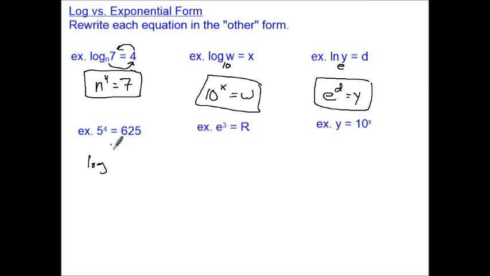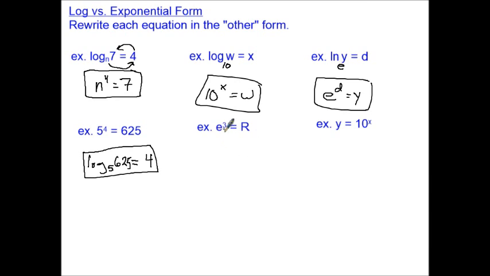So the 5 right here is the base, so I'm going to put that there. Then remember, log is an exponent, so the thing on the other side of the equal sign should be the exponent, in this case the 4. By process of elimination, the 625 goes right there. Just to check it going the other way, 5 to the 4th equals 625. It works. There you go. So we can do this the other way.